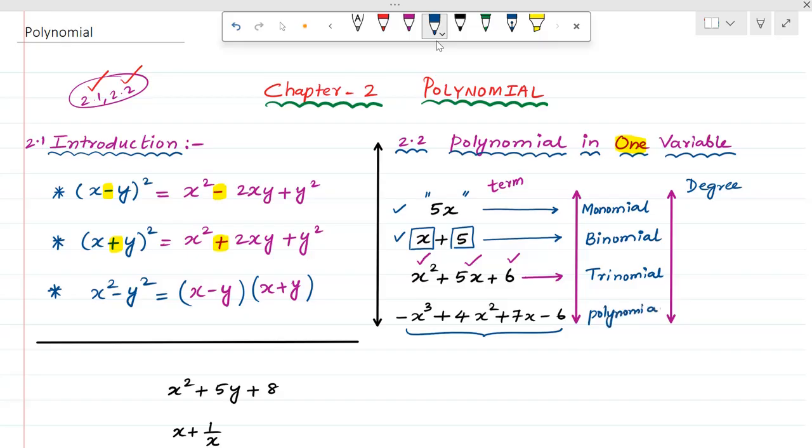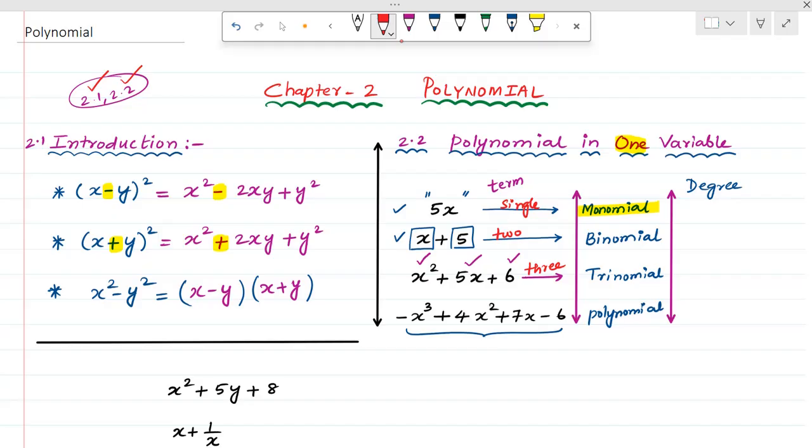And this is also a polynomial with degree 1. But these three things have special names. If it is a single term, we call it a monomial. If you have two terms, it is a binomial. If you have three terms, it is a trinomial. So generally all of these we call a polynomial.